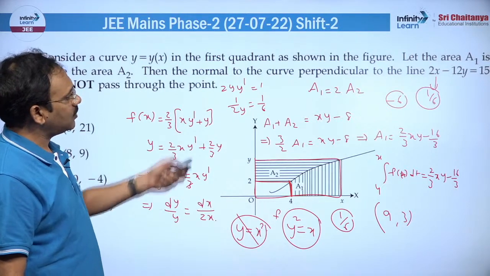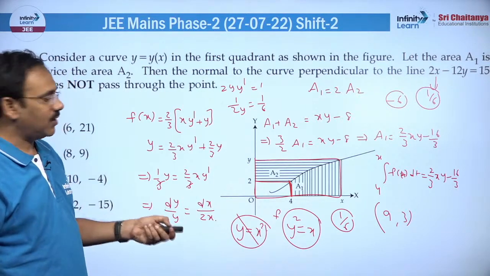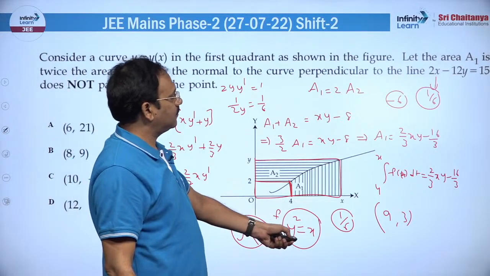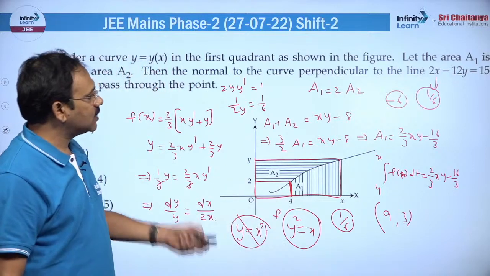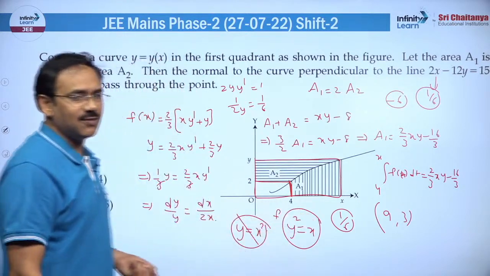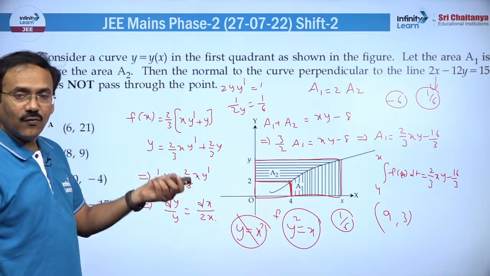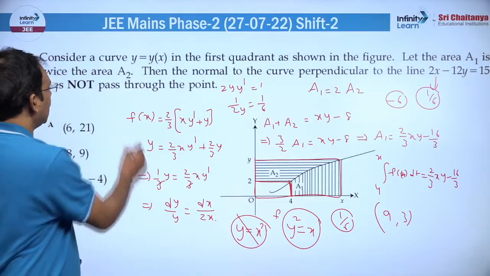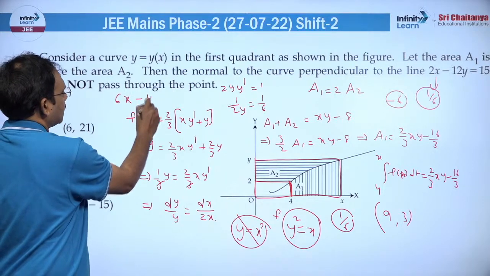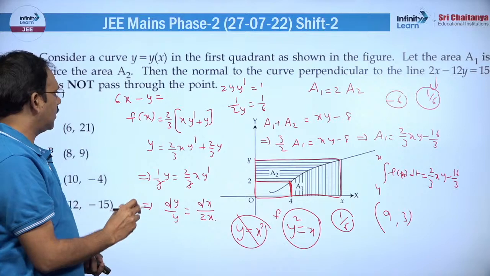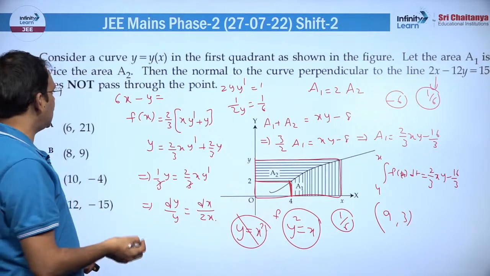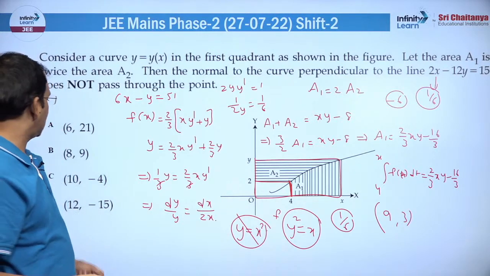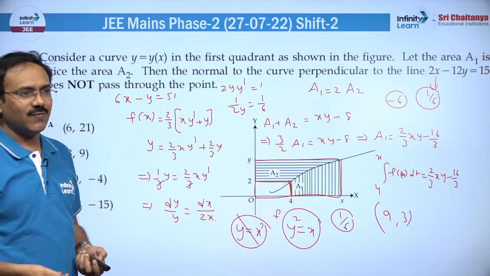Yes, normal to the curve perpendicular to this you can find. You have to find the equation of the normal to this curve, which is having slope minus 6. You can find the normal equation, right, because the point is known. Find the normal equation because the slope is going to be minus 6, right, that is 6x minus y passing through 9 comma 3. You can substitute 9 comma 3 in this. 54 minus 3, 51. Accordingly, you will get the normal equation and see which point does not satisfy it.